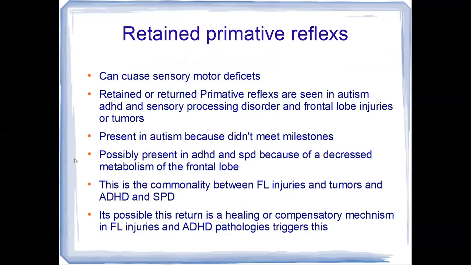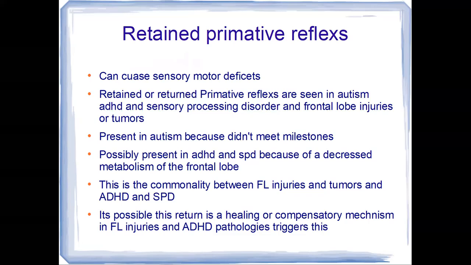And there's a commonality that you see between patients with ADHD, sensory processing disorder, and frontal lobe injuries, and that's a decreased metabolism in the frontal lobe. Patients with ADHD tend to have a decreased metabolism in their frontal lobe, and I think some of it has to do with dopamine projections to the frontal lobe and activating that area for an increased metabolism. And then frontal lobe injuries cause decreased metabolism, as do tumors of the frontal lobe, and that's actually a diagnostic indicator.